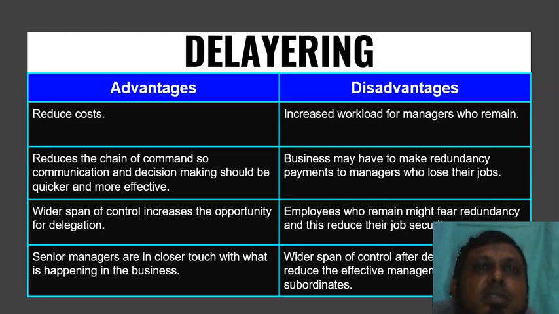Wider span of control increases the opportunity for delegation. So there will be opportunity for people who work below them to do some of the tasks which is being done by the manager. Senior managers are in closer touch with what is happening in the business. So they know what their subordinates are doing exactly, or how they are dealing with their customers, and so on.